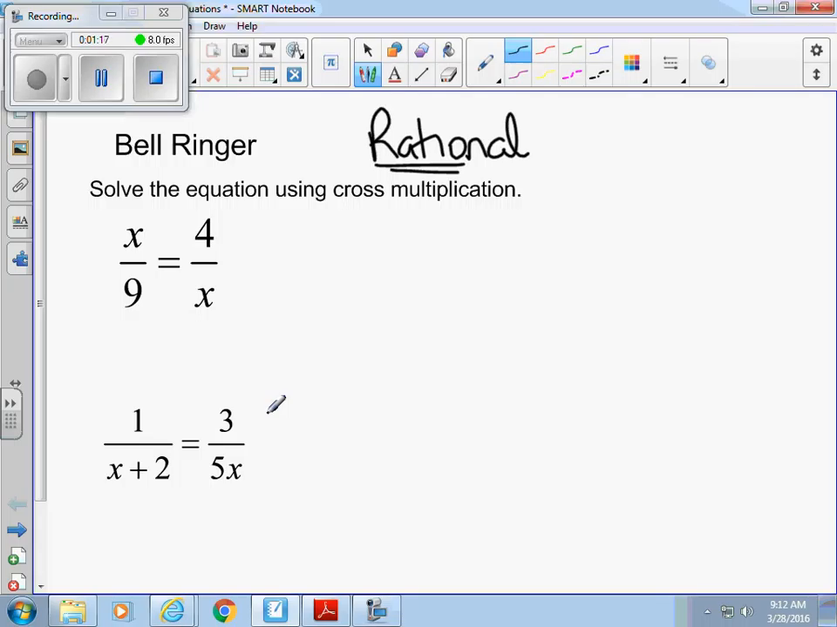So we're going to look at cross multiplication because you already know how to do it, and then we'll go into some things you may or may not know how to do. So how do you do this? What do you get? Perfect. Did everyone get that? Questions about 36 equals x squared?